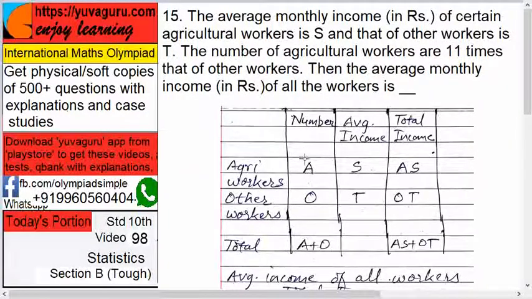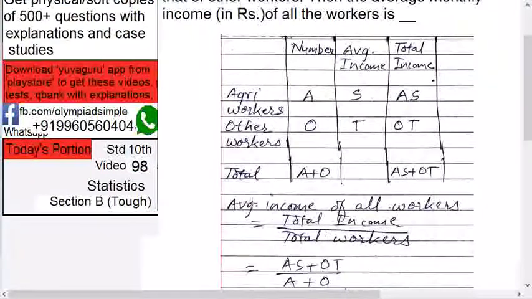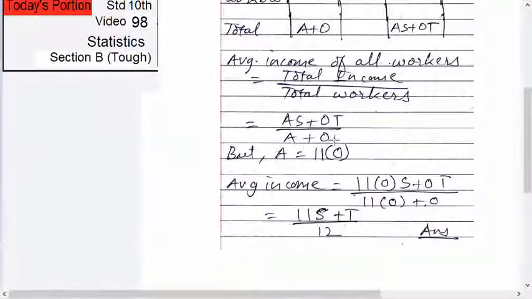So total number of workers, agri plus others, is A plus O, and total income, agri plus others, is AS plus OT, right? What we want is the average of all. So average income of all workers is total income upon total workers. So AS plus OT upon A plus O.